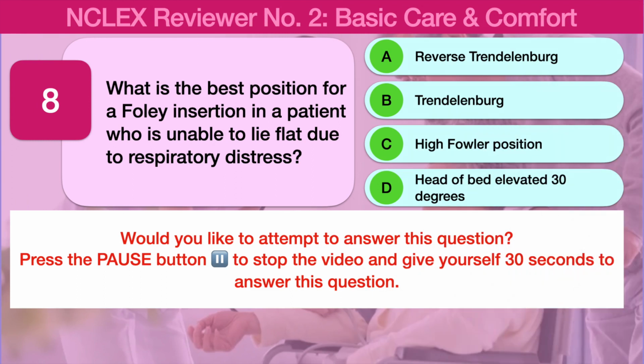Question number 8. What is the best position for a Foley insertion in a patient who is unable to lie flat due to respiratory distress? A. Reverse Trendelenburg. B. Trendelenburg. C. High Fowler position. D. Head of bed elevated 30 degrees.